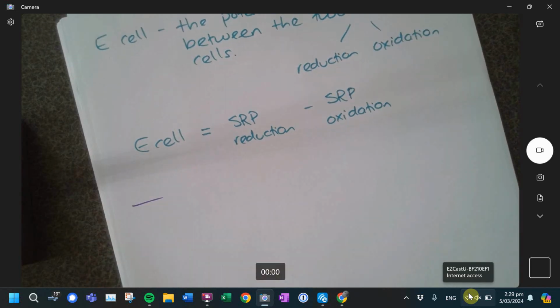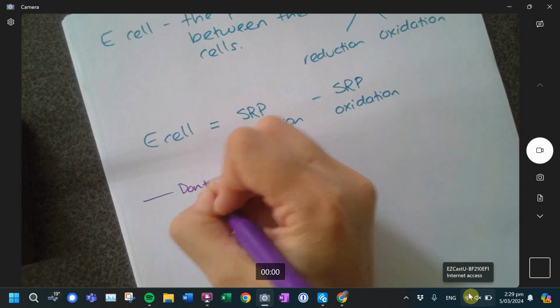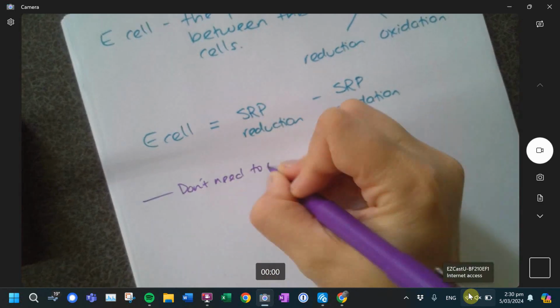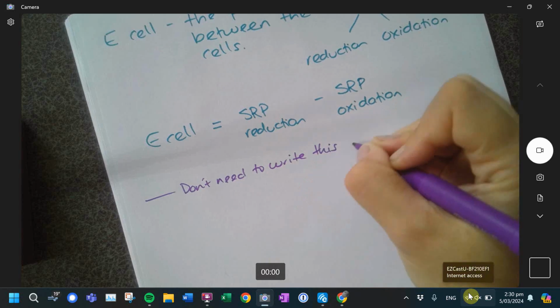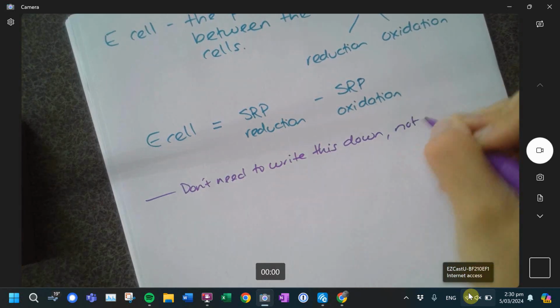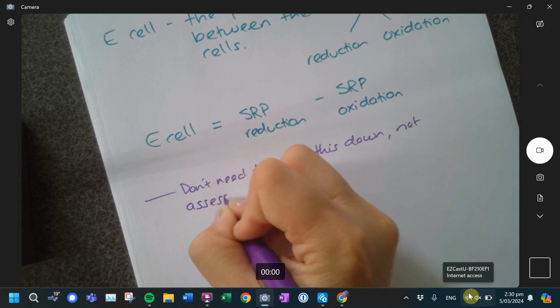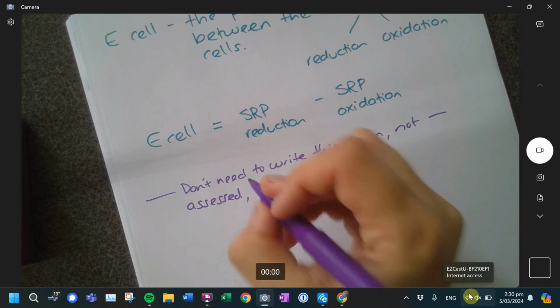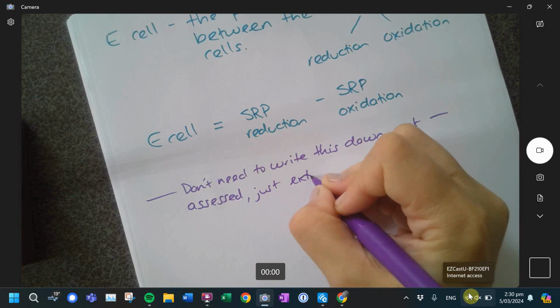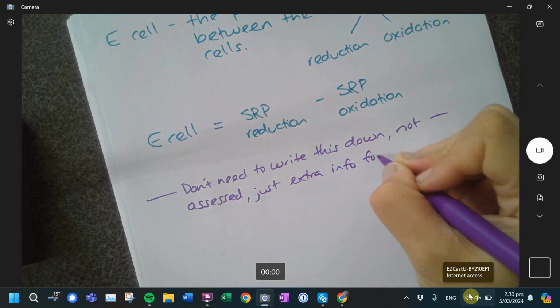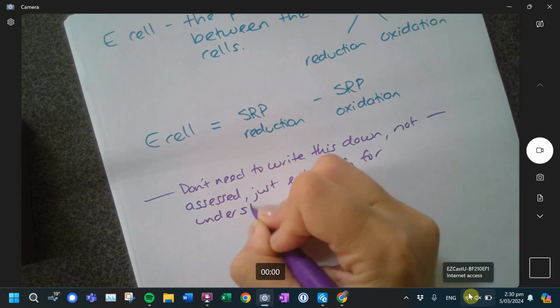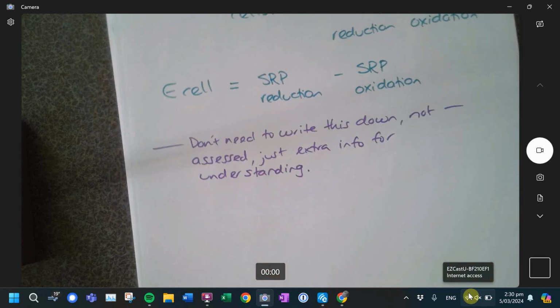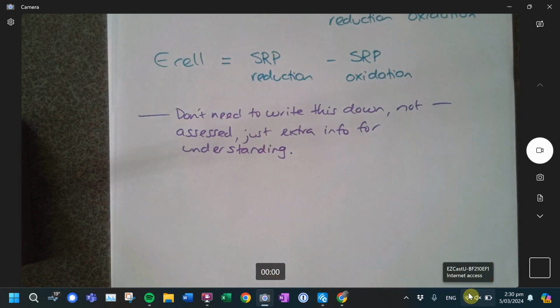If you don't want to write it down, you don't need to. Not assessed, just extra information for understanding. I'm putting that disclaimer there so you don't freak out if you don't get it, because it's not actually going to be part of the assessment.